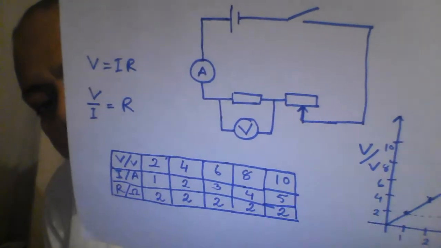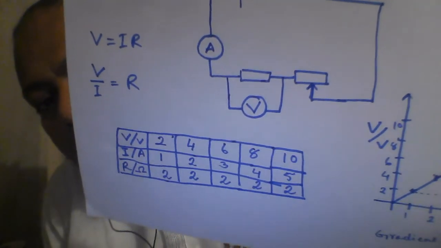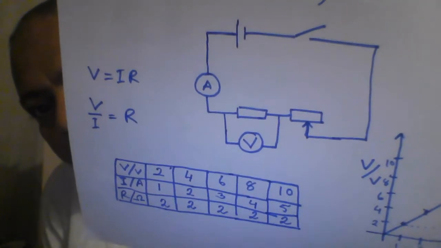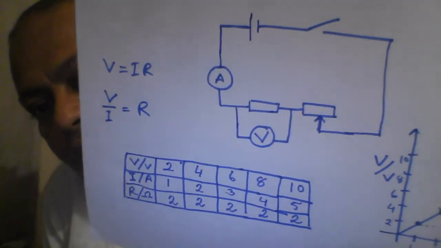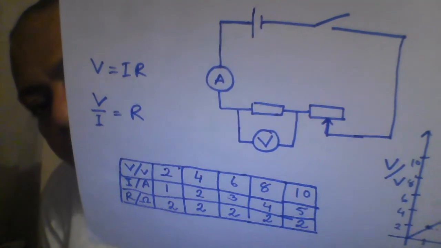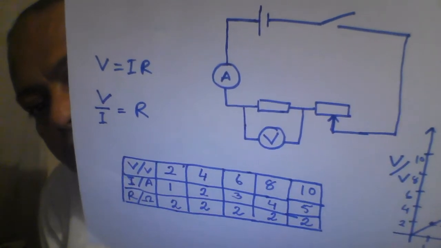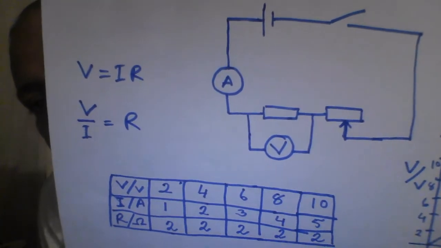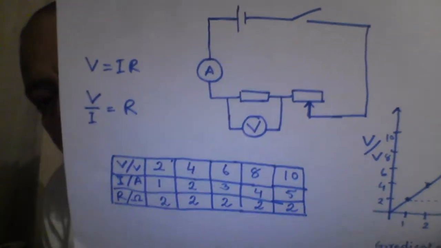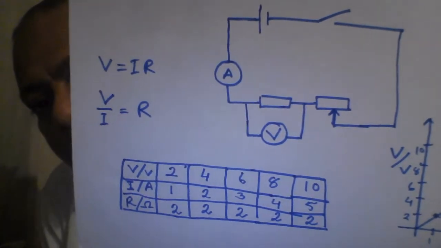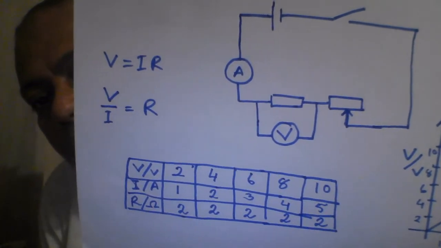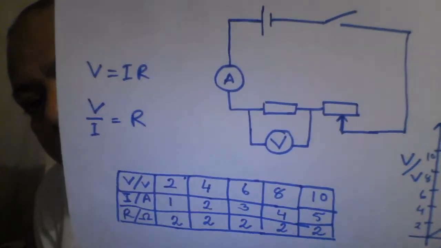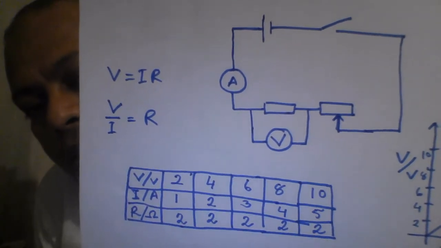I gave here some readings. For example, when the voltage is given 2 volt, that means across the resistor the voltage is 2 volt. If we vary the resistance of the variable resistor, then according to the potential divider rule, the voltage varies, and as the total resistance of the circuit varies, that's why the current also varies.